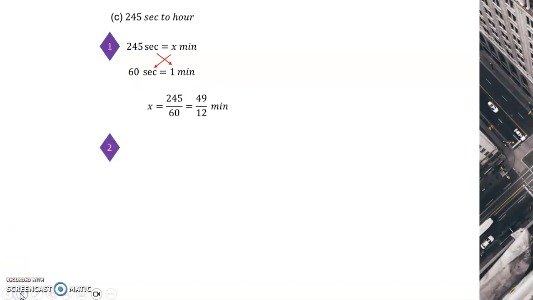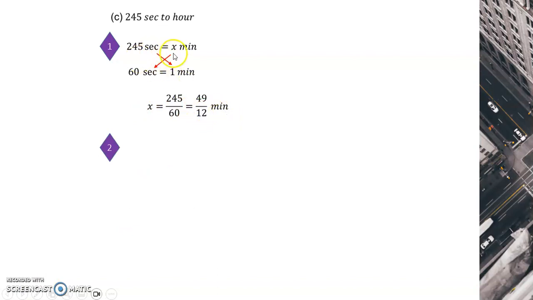Okay. All right. How to do C? 245 seconds to hours. First, you're going to change it to minutes. 245 seconds, you do not know how many minutes, so you put x minute. And then you know that 60 seconds is equivalent to 1 minute. You have to do the cross product as usual. So you're going to get x equivalent to 49/12 minutes.